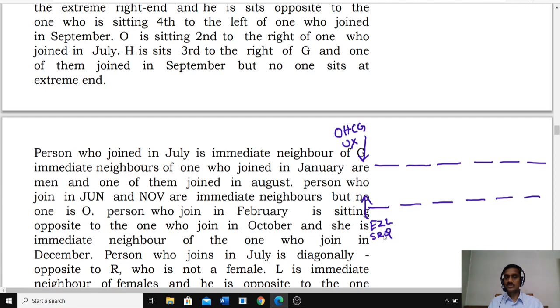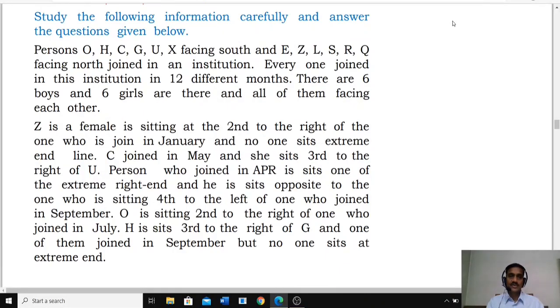E, Z, L, S, R, Q are the 6 persons facing north. Done with this? Then altogether we have 12 persons. Everyone joined in this institution in 12 different months. There are 6 boys and 6 girls, and they are facing each other, boy and boy facing, girl and girl facing.